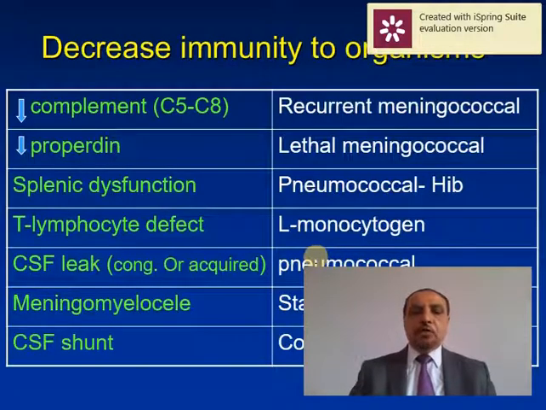In cases of meningomyelocele, we will have staph meningitis, and in cases of CSF shunt, if we have shunted due to obstructive hydrocephalus, it is more common to have coagulase negative staph meningitis.